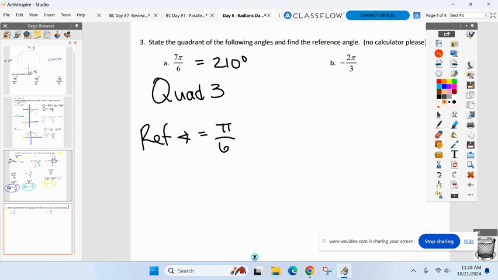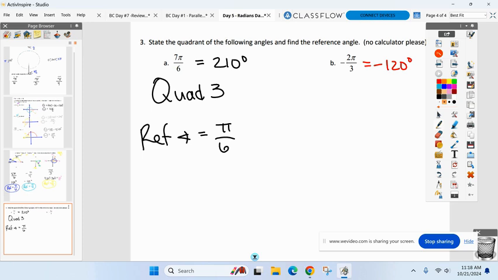All right, over here, negative 2 pi over 3. 60 times negative 2. Negative 120. Yeah, this is negative 120. You do what you've got to do to tell me what quad it's in. Some people can handle negative 120. Some people need to add 360. I don't care. Handle it, though. I need to know what quad negative 120 is in.